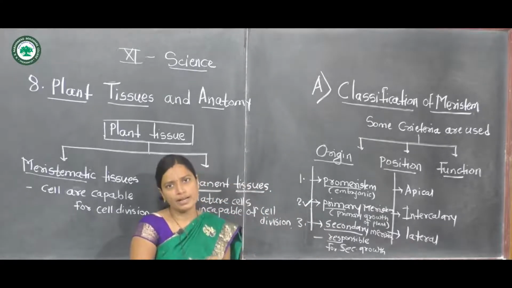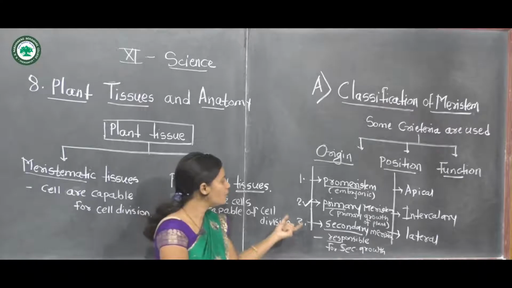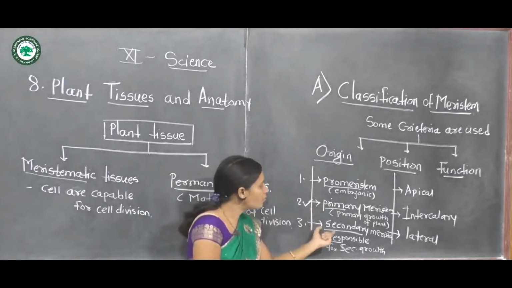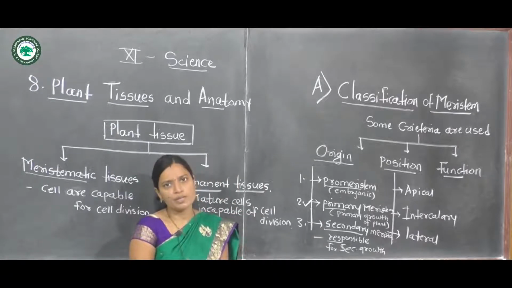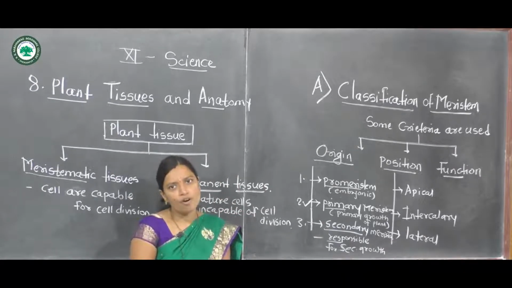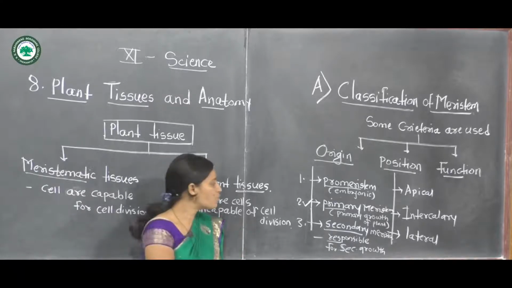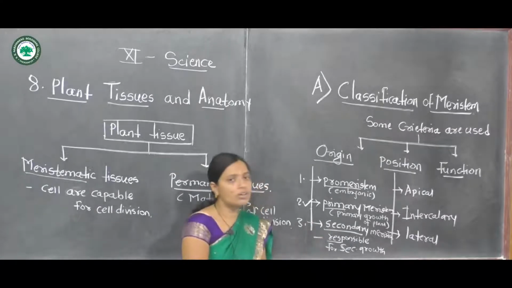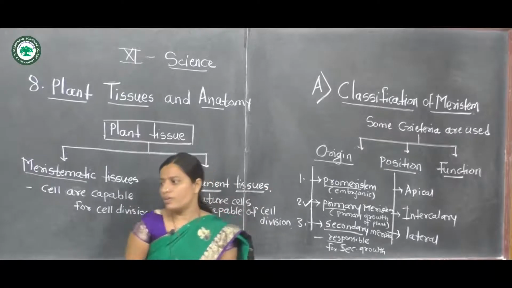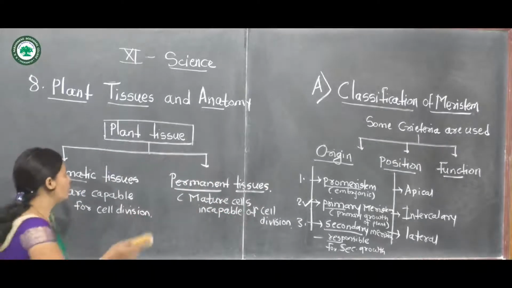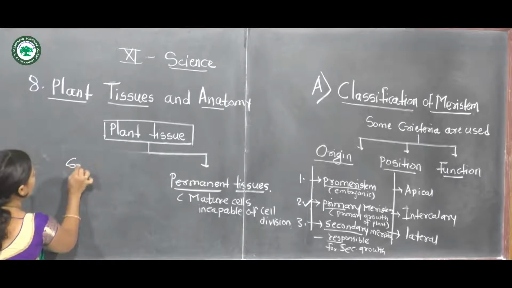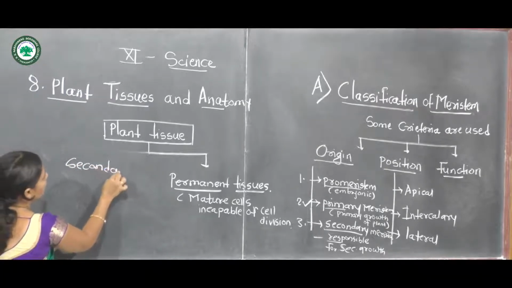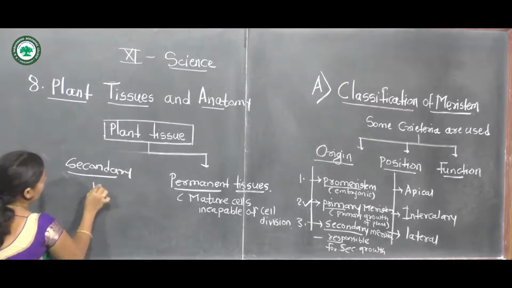The third type, by origin, is the secondary meristem. After the primary meristem, the secondary meristem is formed, and it is most responsible for secondary growth. You know, secondary growth is the most important characteristic of the plant. Secondary growth.